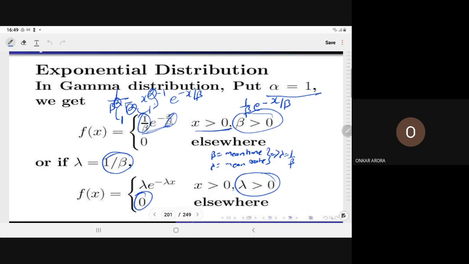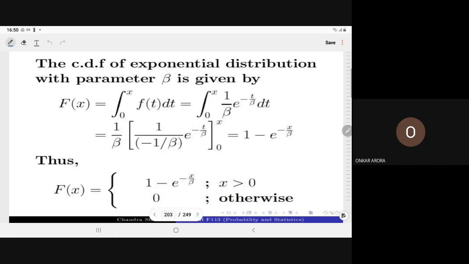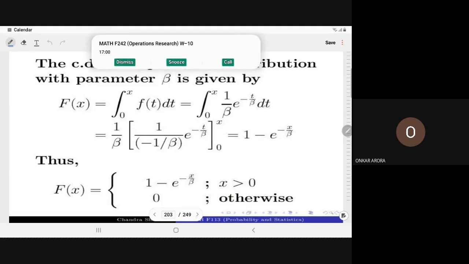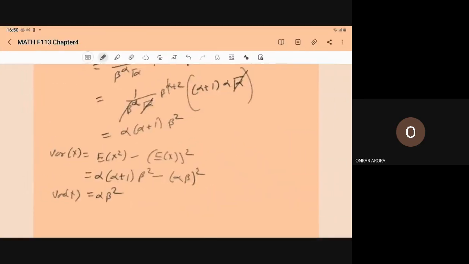For different values of lambda, we have the following shape of the PDF. You can see it is continuously decreasing from the initial maximum value. Here we have to derive the CDF of the exponential distribution. In the next class I will derive this CDF. I only want to convey that here.